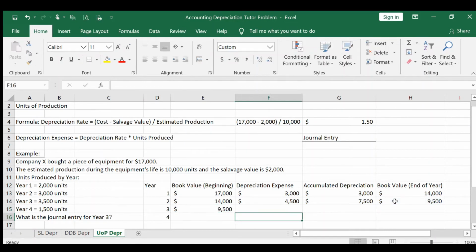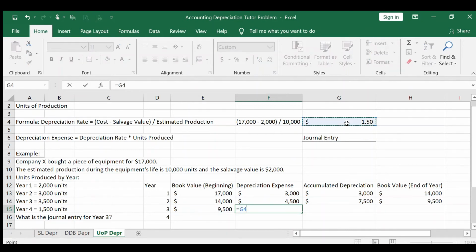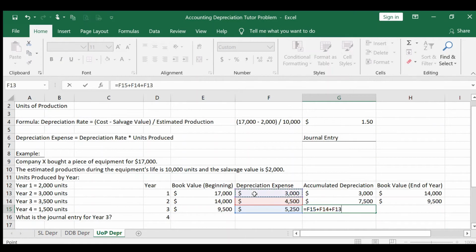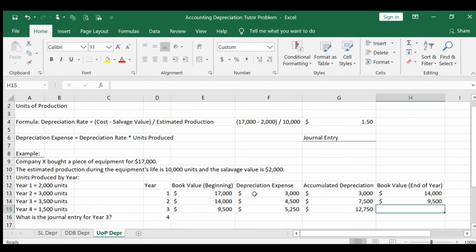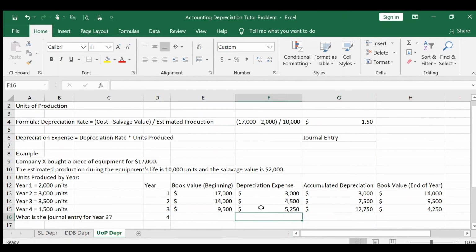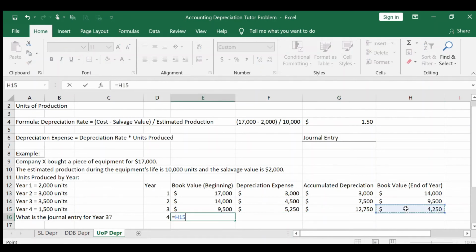And that in turn will be our beginning book value of year 3. We're going to figure out our depreciation expense for year 3, doing the same thing. $1.50 times 3,500 in this case, because that's how many units we're producing for year 3 over here. That gets us $5,250. When we add our depreciation expenses up, we get our accumulated depreciation of $12,750. And when we do 9,500 minus 5,250, we get 4,250 for our book value of the end of the year 3.